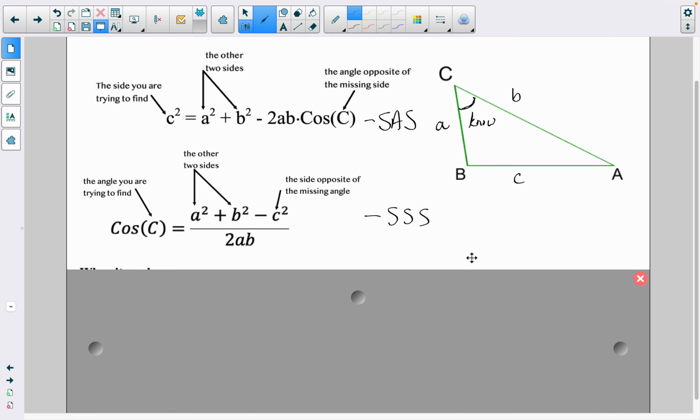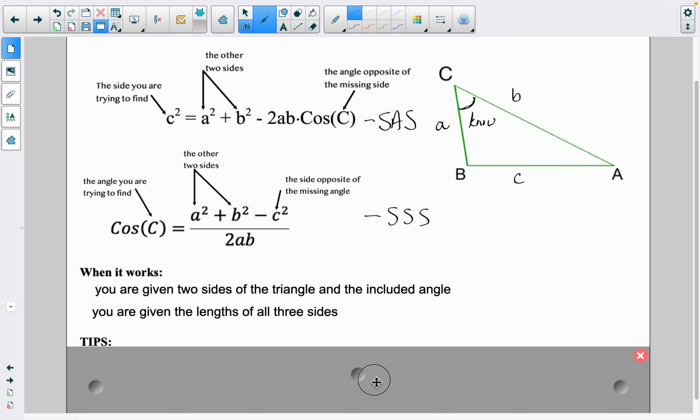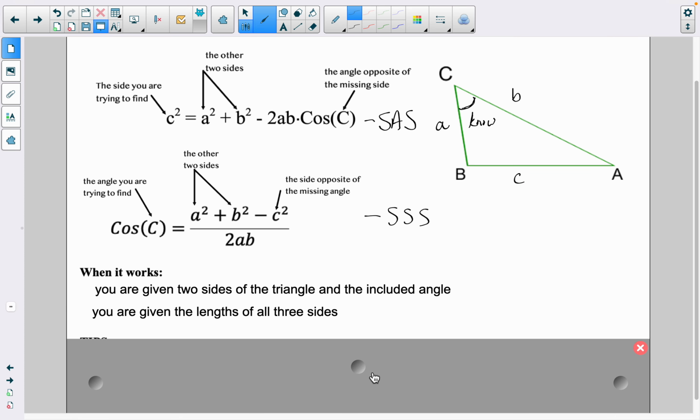Now, just like we talked about with law of sines, when does this work? You're going to be given two sides of the triangle and the included angle. Again, that's your SAS triangle. The other time you would use this is when you are given the lengths of all three sides. That is the SSS triangle. So that's when we use law of cosines.